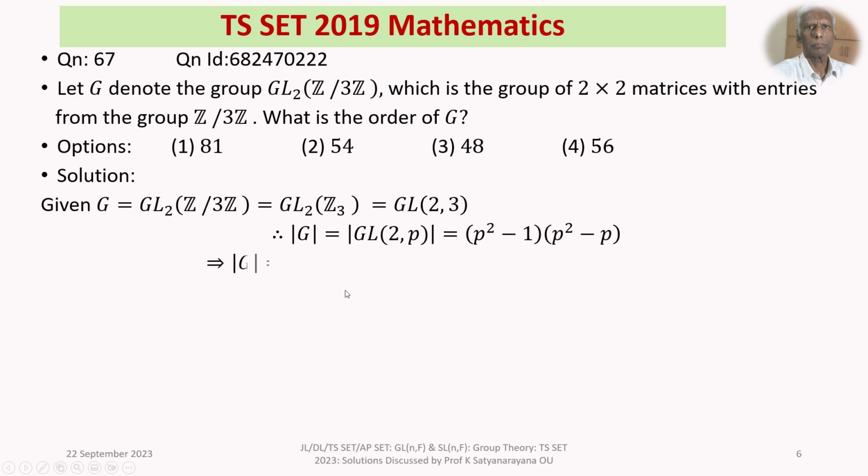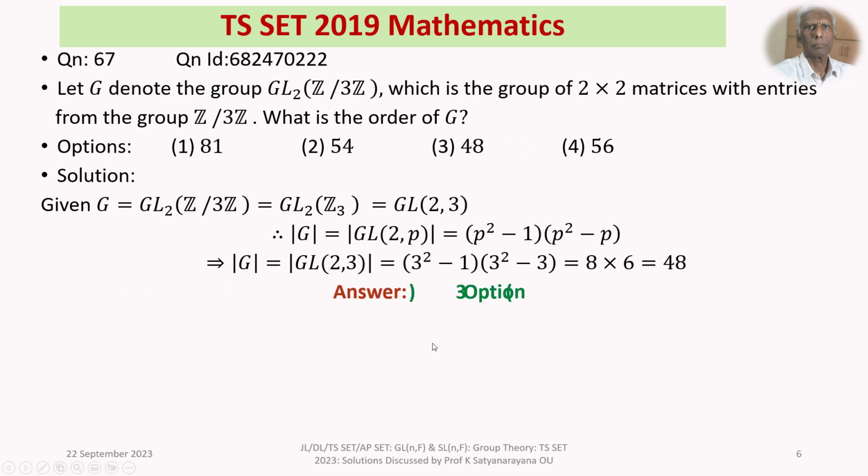And we have the formula for the order of GL2P is equal to P square minus 1 into P square minus P. And now order of G is equal to order of GL2, 3. So for P, substitute 3, then you will get 3 square minus 1 into 3 square minus 3, that is 8 into 6, that is 48. So the answer is option 3.